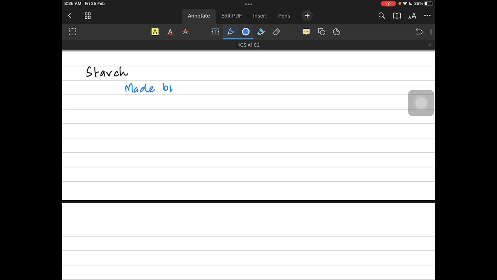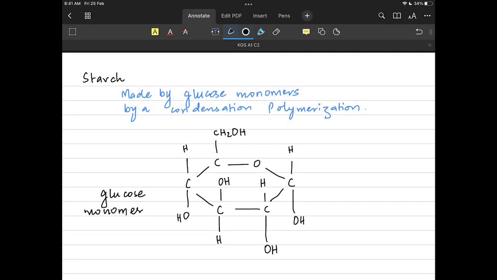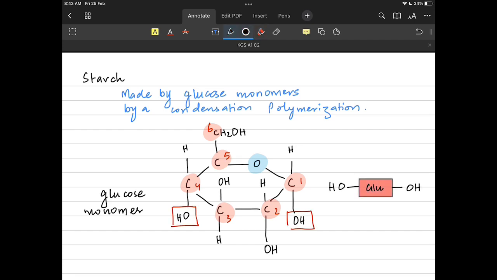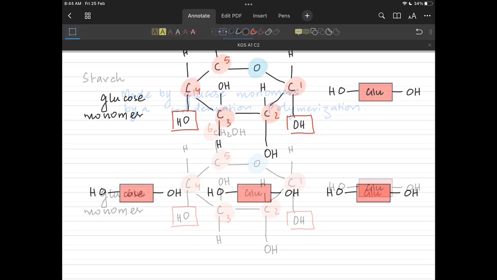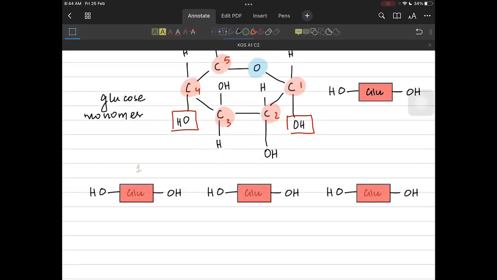Starting from starch, starch is made of glucose monomers. So we know what glucose is, right? Glucose is a simple sugar molecule. Starch is made by a condensation polymerization where glucose monomers join together. And this is what a glucose molecule looks like. Pretty scary, right? Just focus that it has 6 carbon atoms and it has OHs on 2 corners. And that's why we write the glucose molecule as a simple box with 3 OHs on both sides.